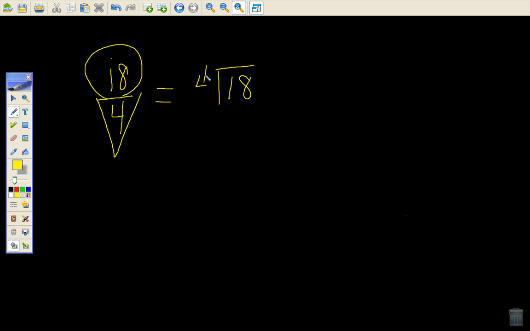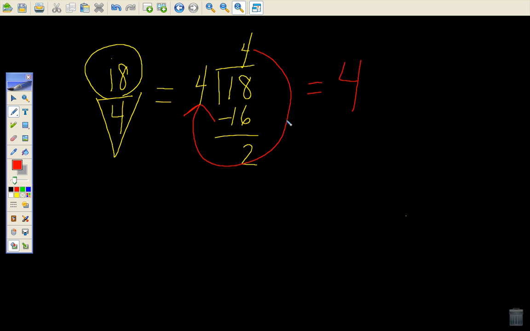18 goes in the freezer, 4 on the outside. 4 goes into 18 4 times. 4 times 4 is 16. I subtract and I have 2 left over. So I do my clockwise motion with my whole number going around to my numerator and denominator. It went in there 4 whole times, 2 left over out of the 4 pieces it was cut into.